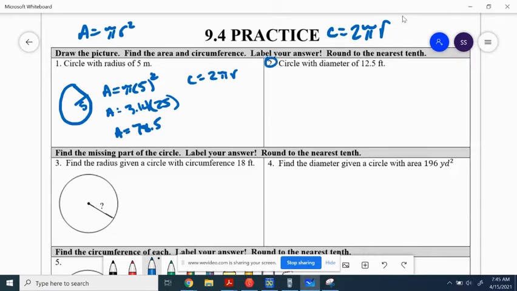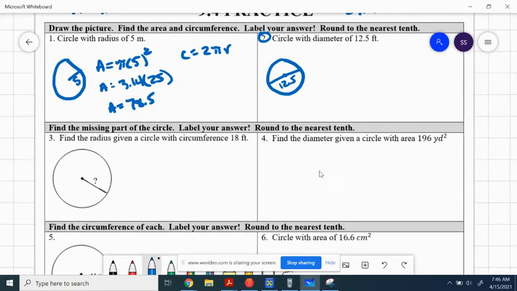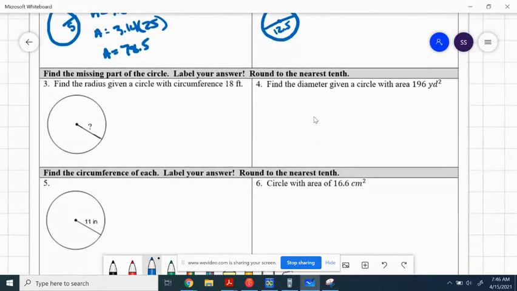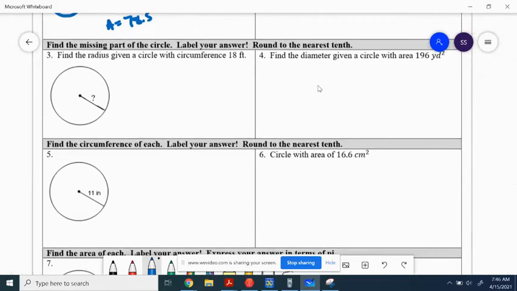Number 2, let's draw the picture. A circle with a diameter. So a diameter is all the way across through the center of the circle. So this would be a diameter of 12.5, and I'll let you guys go from there. Number 3, find the missing part of the circle.